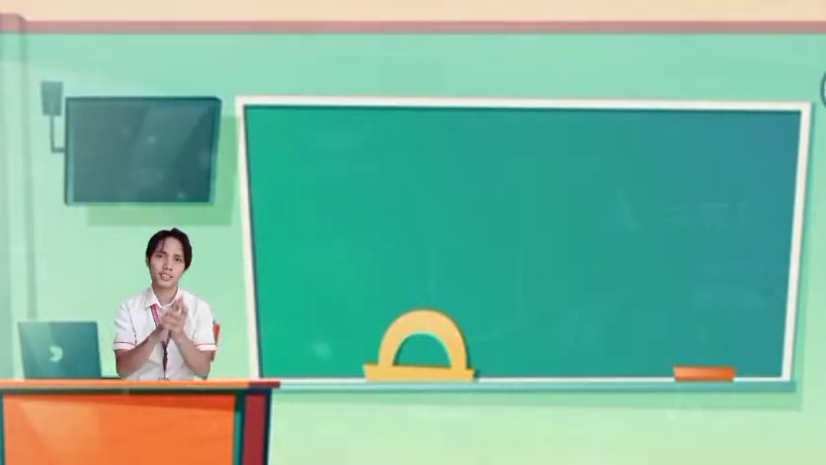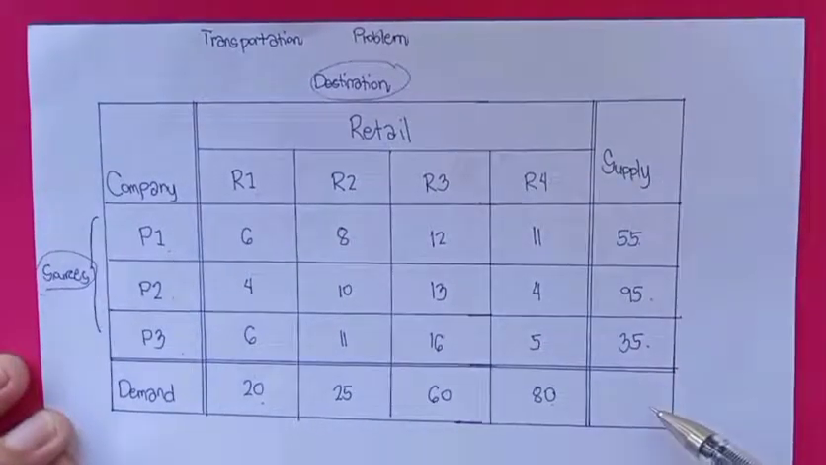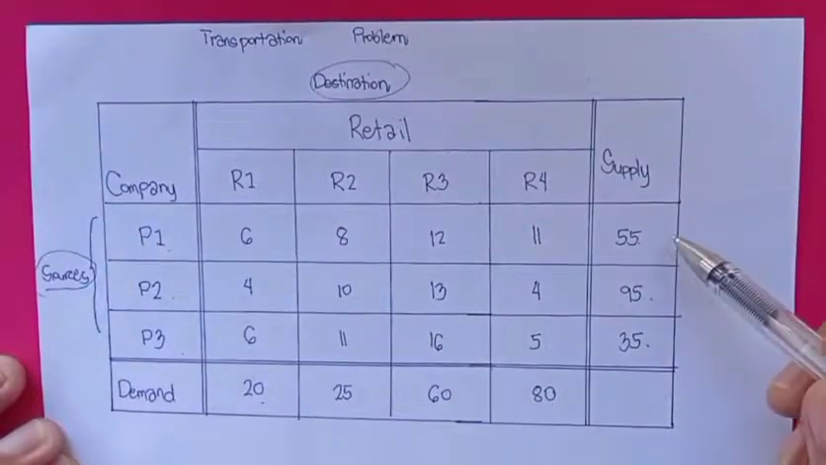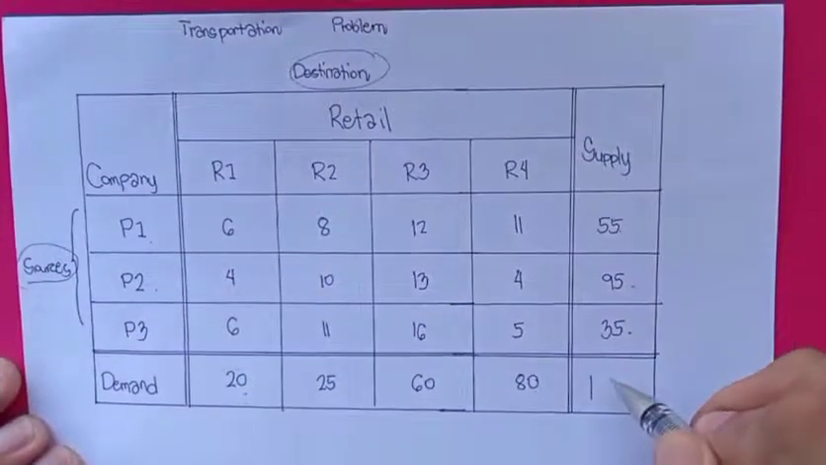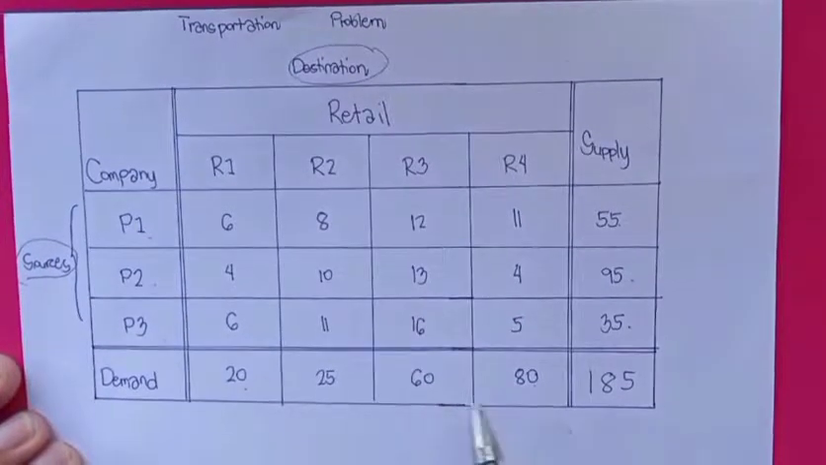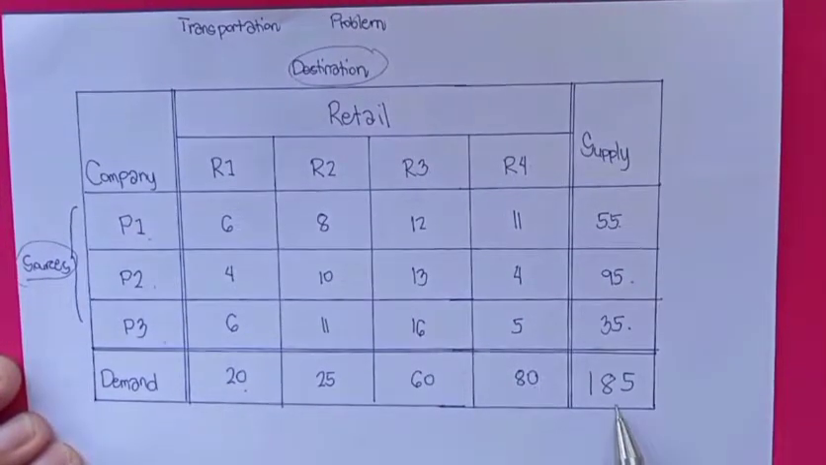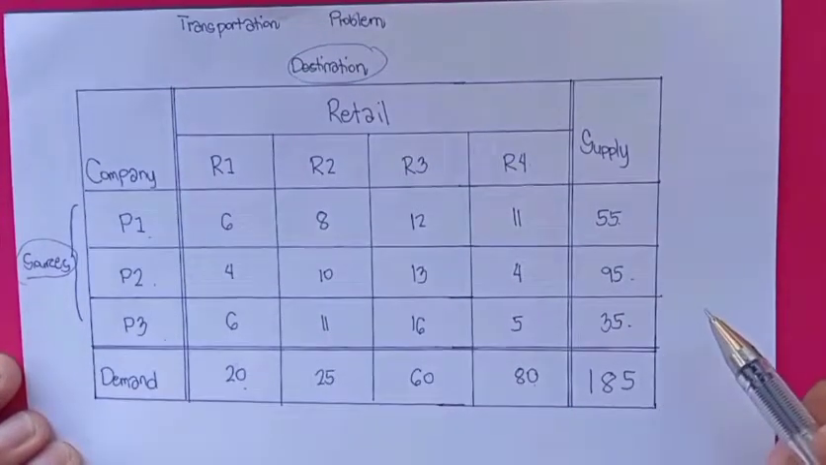So let's start! Here in our problem, we will check first if the total supply is equal to the total demand. So 55 plus 95 plus 35 is equal to 185. Also, 20 plus 25 plus 60 plus 80 is equal to 185. So it is balanced transportation problem. Otherwise, it is called unbalanced transportation problem.